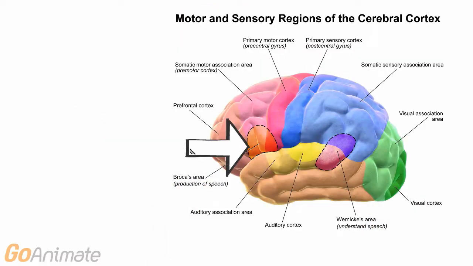Here are a couple of special areas in the brain. Broca's area is involved in language production and comprehension. Wernicke's area is involved in speech recognition.